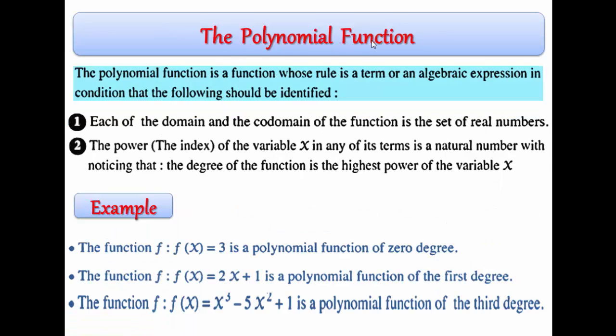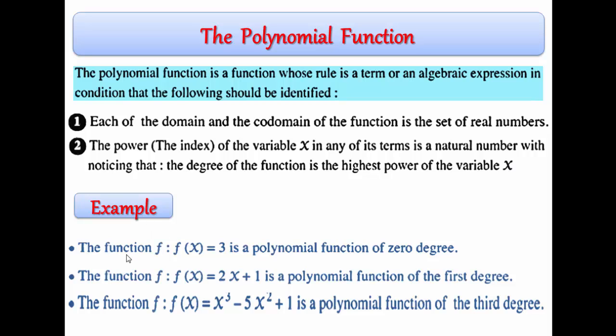The polynomial function. The polynomial function is a function whose rule is a term or an algebraic expression, on the condition that the following should be satisfied. Number 1, each of the domain and the codomain of the function is the set of real numbers. Number 2, the power, the index of the variable x in any of its terms is a natural number, noting that the degree of the function is the highest power of the variable x.